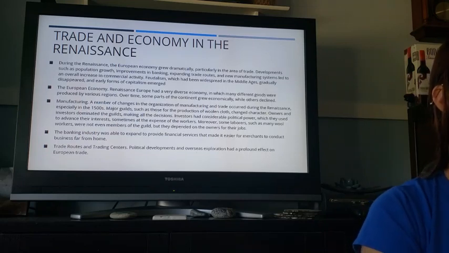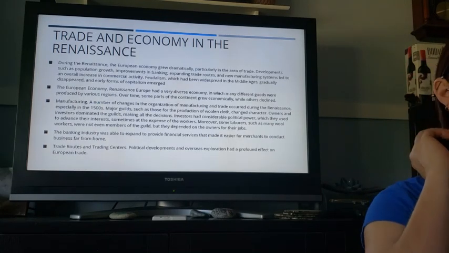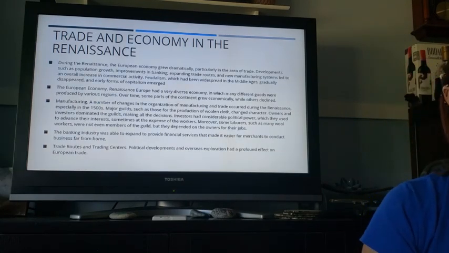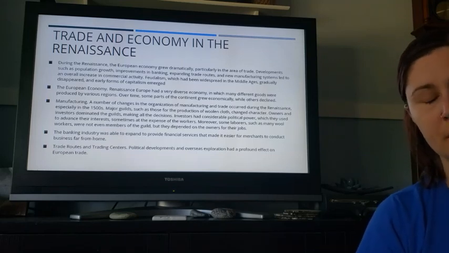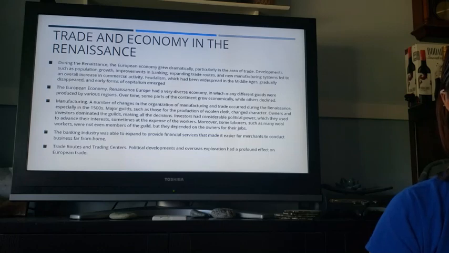Let's talk about manufacturing. A number of changes in the organization of manufacturing and trade occurred during the Renaissance, especially in the 1500s. There were more guilds, such as those for the production of woolen cloth, that changed character. Owners and investors dominated the guilds, making all the decisions. Investors had considerable political power, which they used to advance their interests, sometimes at the expense of workers. So there was a lot of exploitation of lower class people. But that's not a huge difference from anything else that happened in the past.